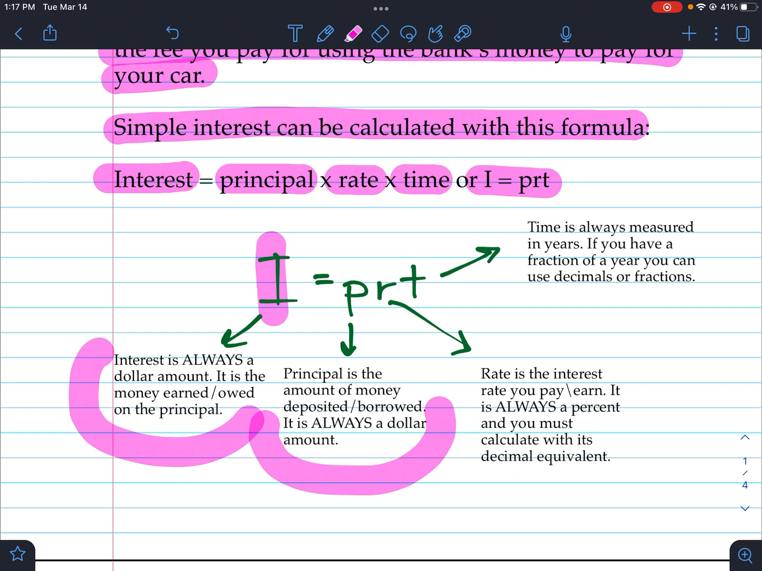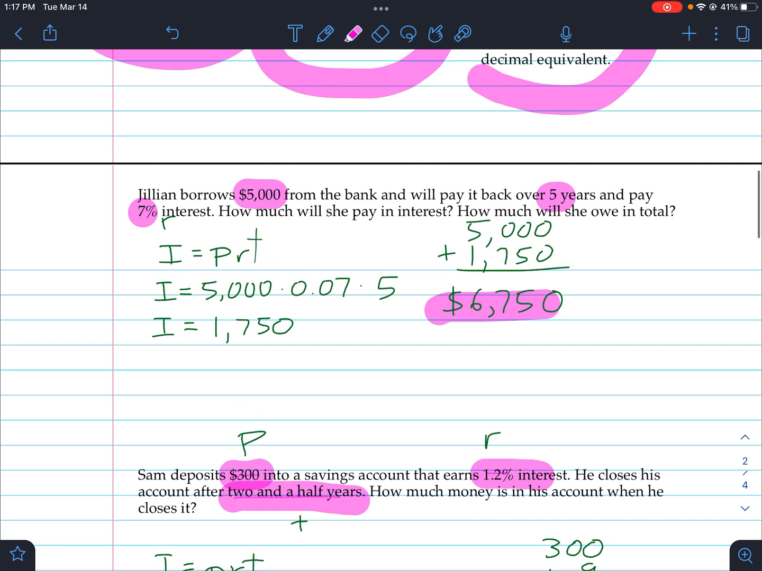The rate, the R, is the interest rate that you pay or earn. Interest rate is always a percent. So when you are using a rate and you know the percent, remember, you must turn it into a decimal. You must calculate with the decimal. And time for simple interest is always measured in years. So if you have a fraction of a year, you can use decimals or fractions. All right, let's look at a couple of examples of how we calculate.